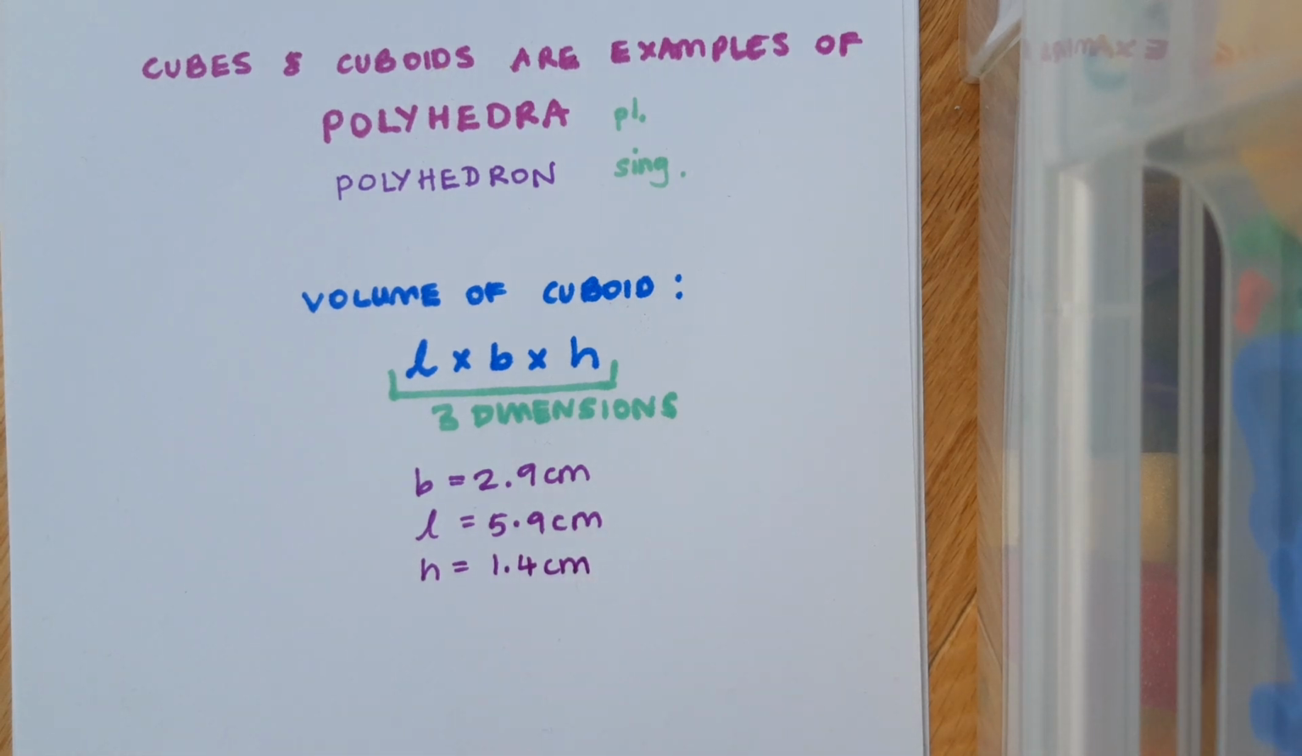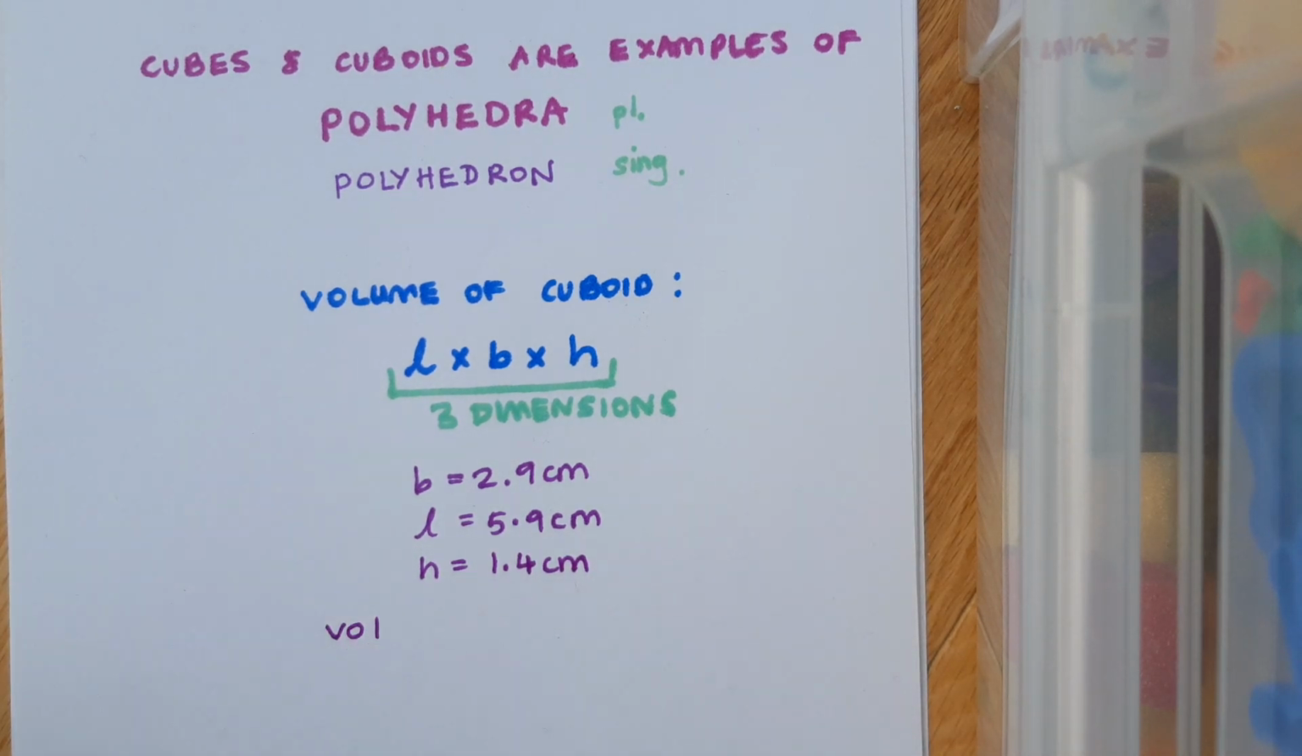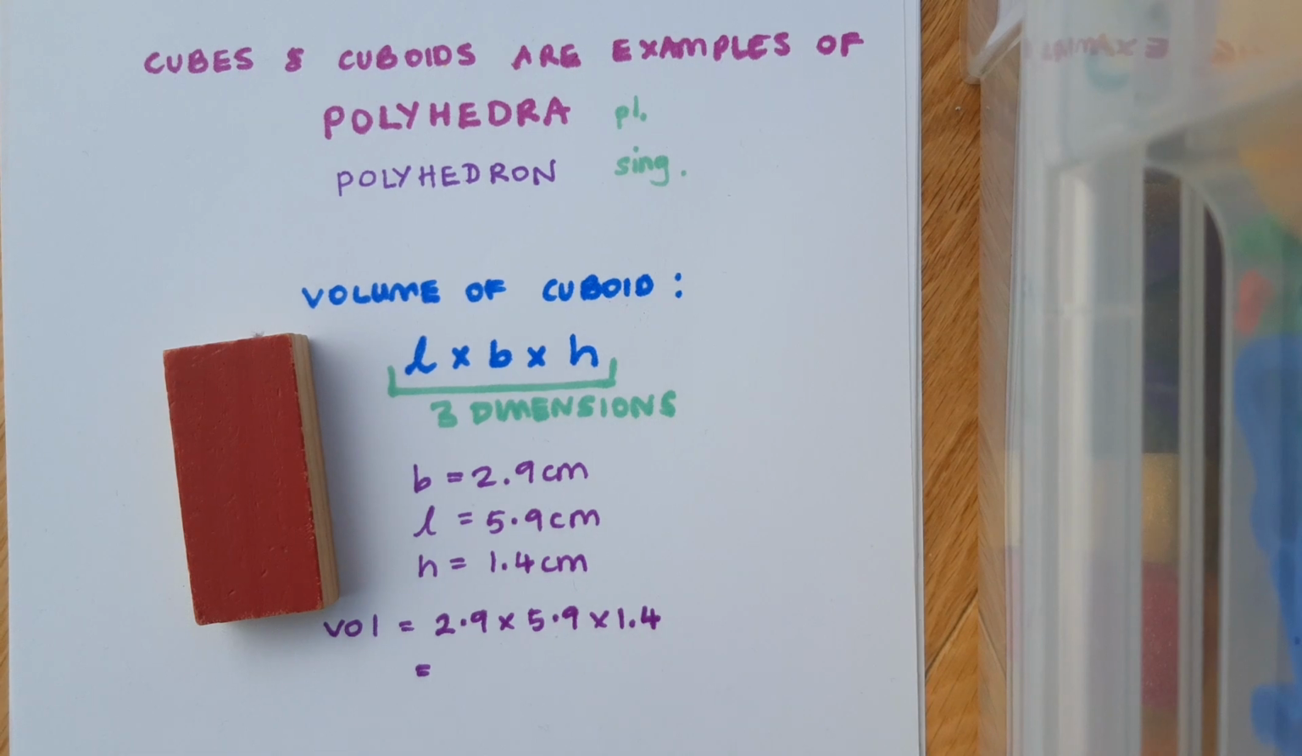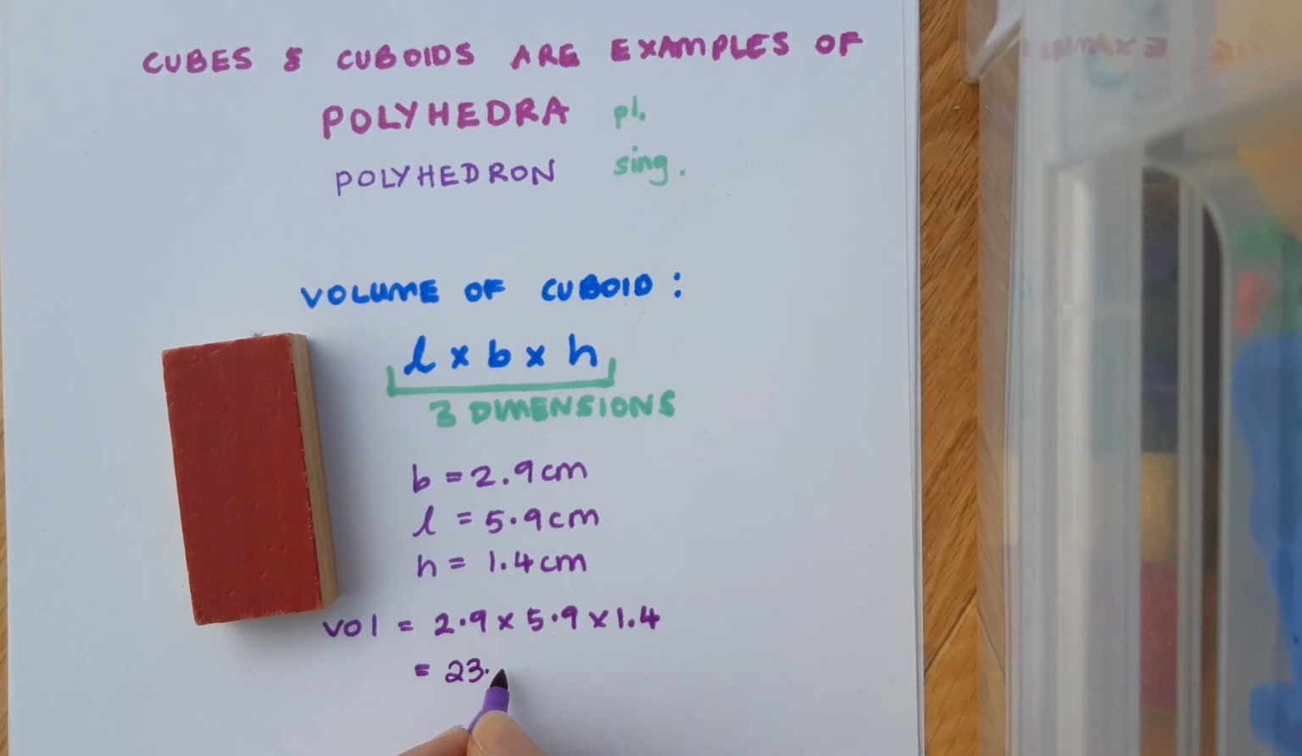So now that I have my 3 dimensions, I can find the volume. So the volume of this cuboid is 2.9 by 5.9 by 1.4, and that comes out as 23.954. And my unit for volume in this case is centimeters cubed. Now you might notice there that in my formula I wrote down length by breadth by h, but when I filled in my values I put in breadth by length by h. It actually doesn't make a difference because the positions of these values in the formula are actually interchangeable. When you multiply a set of values together, the order in which you multiply them doesn't matter.